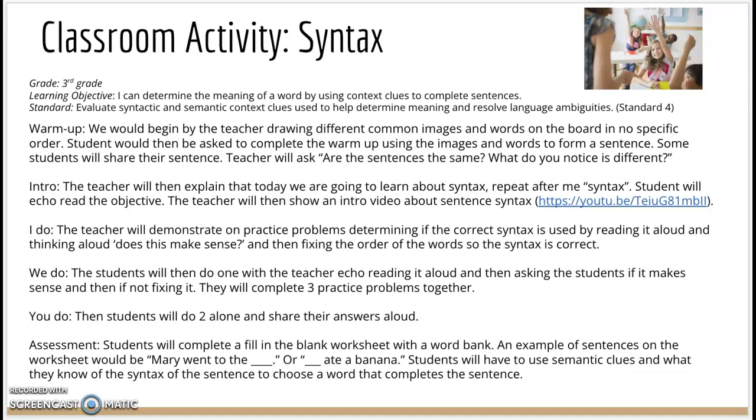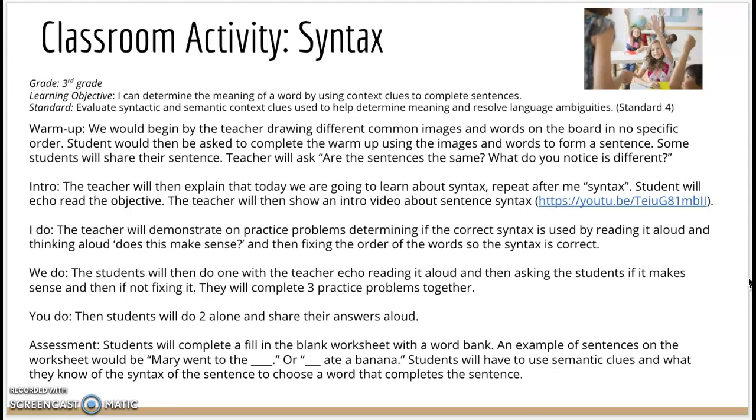in order to go into the intro, which would be the teacher explaining that today they're going to be learning about syntax. The students would repeat the word after her, syntax, and then students would echo read the objective. The teacher would then show an intro video about sentence syntax, which is the link that is attached here. And it's just a very brief video by Khan Academy that breaks down sentence syntax.